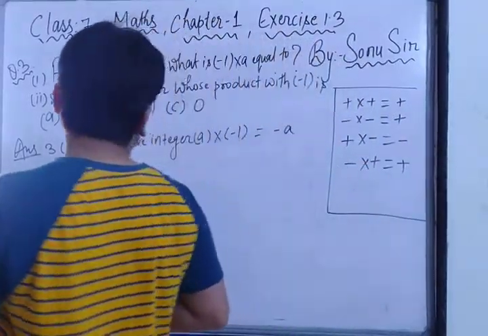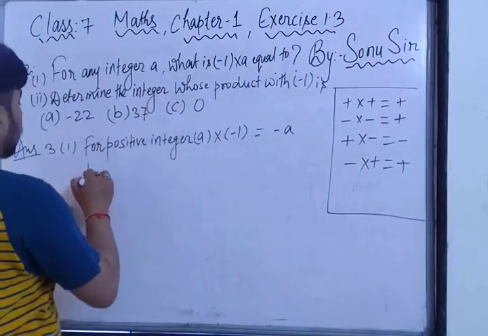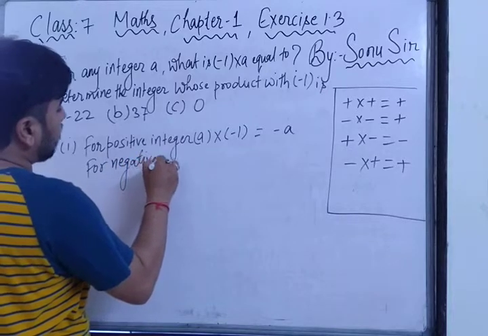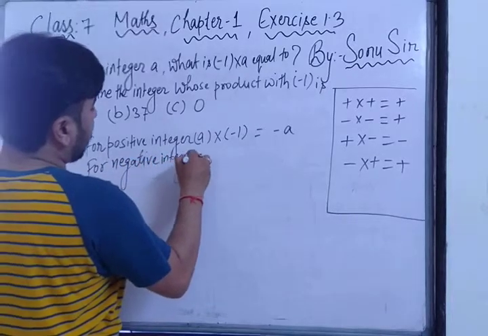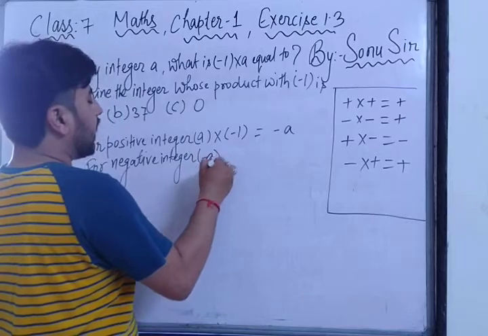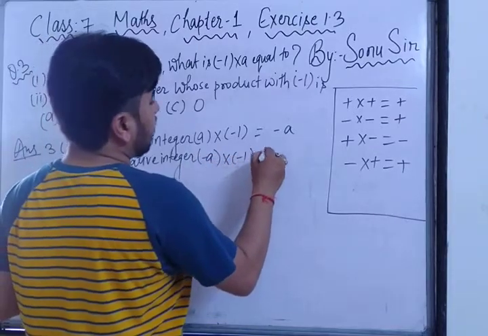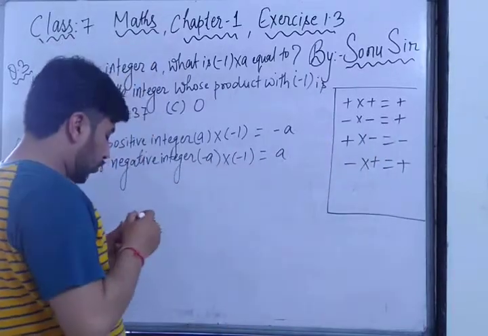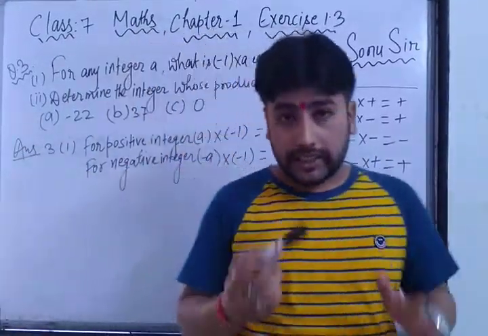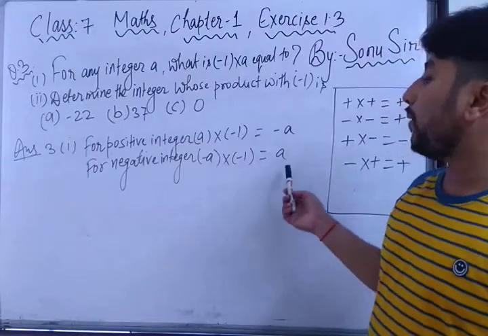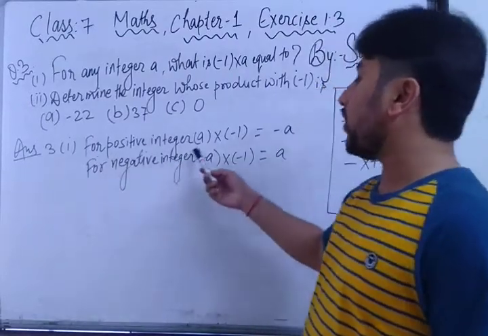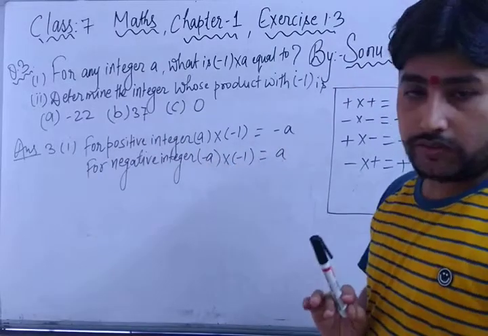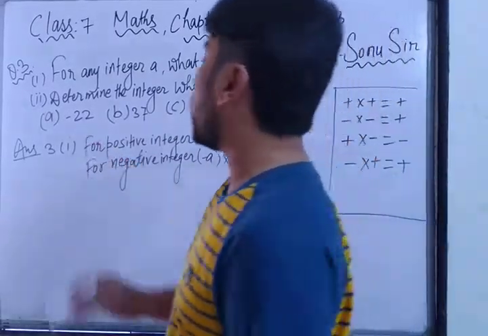Now for a negative integer a, if it is multiplied by minus 1, then the result will be positive a, because minus into minus is plus, right? So when you are taking a as a negative integer, the answer will be positive, but if a is a positive integer, then the answer will be minus a. Understood? Now let's come to question number 2.